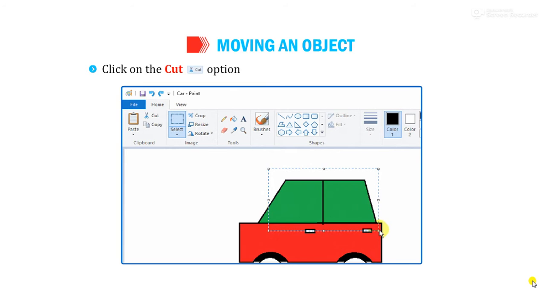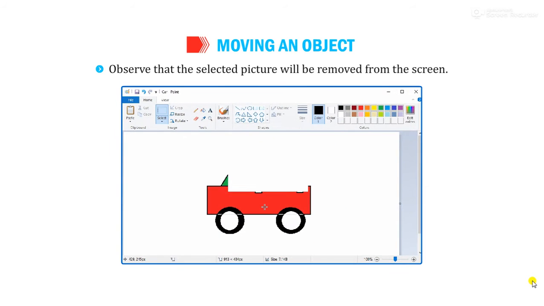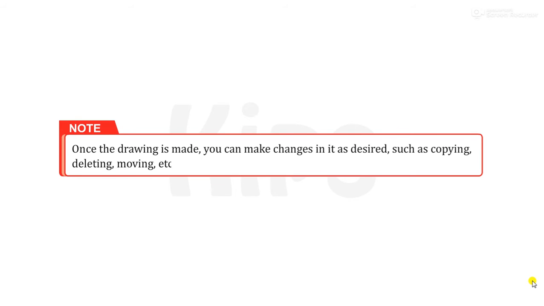Click on Cut option in the clipboard group on the Home tab. Observe that the selected picture will be removed from the screen. Students, note that once the drawing is made, you can make changes in it as desired, such as copying, deleting, moving, etc. These options are available on the Home tab.